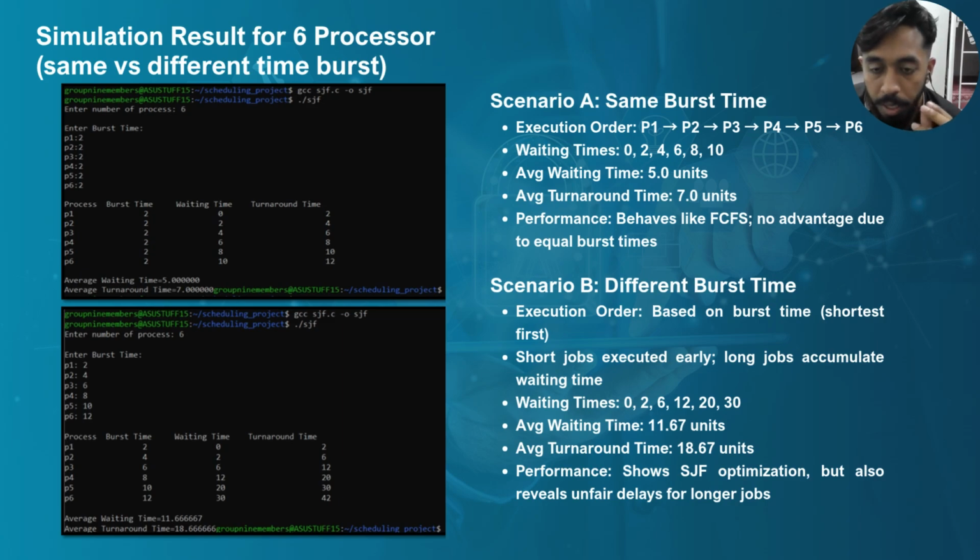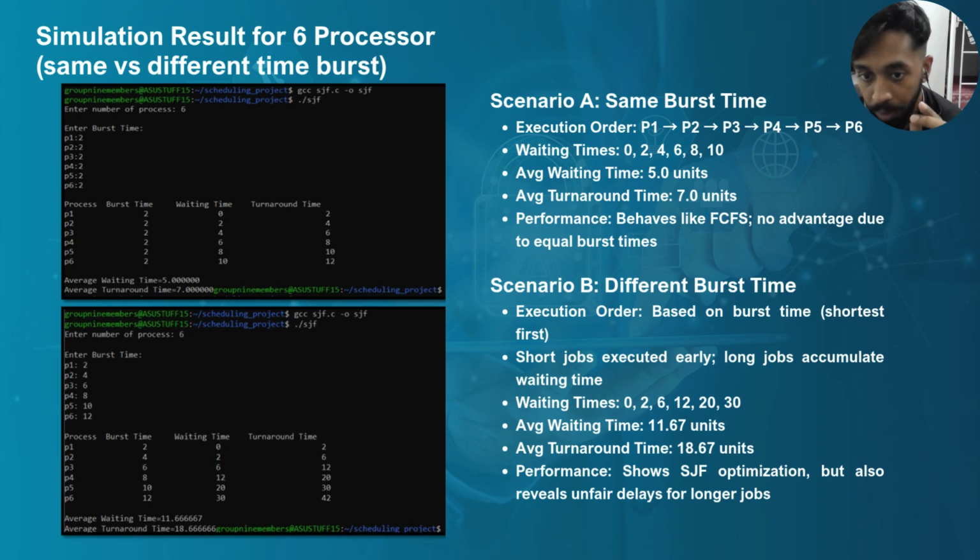And what happens is we can see that in scenario A, the average waiting time is 5 units, the average turnaround time is 7 units, and it behaves just like FCFS. So there's no advantage given to SJF just because it has equal burst times.